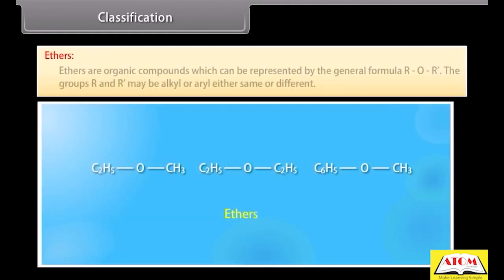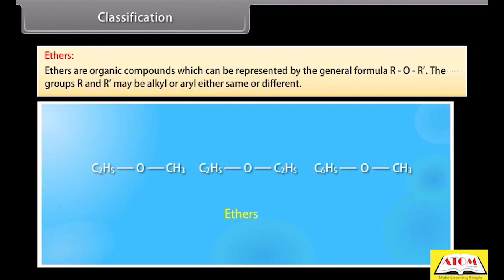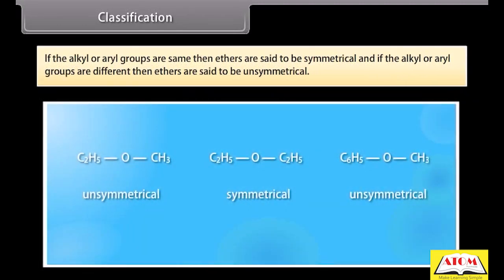Ethers. Ethers are organic compounds which can be represented by the general formula ROR'. The groups R and R' may be alkyl or aryl, either same or different. If the alkyl or aryl groups are same, then ethers are said to be symmetrical, and if the alkyl or aryl groups are different, then ethers are said to be unsymmetrical.